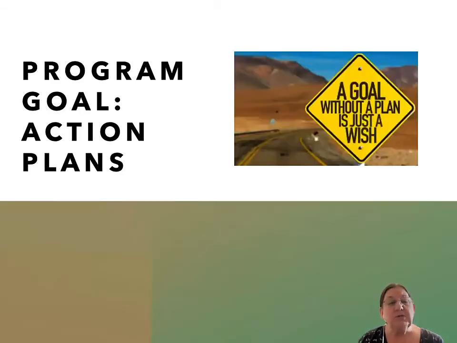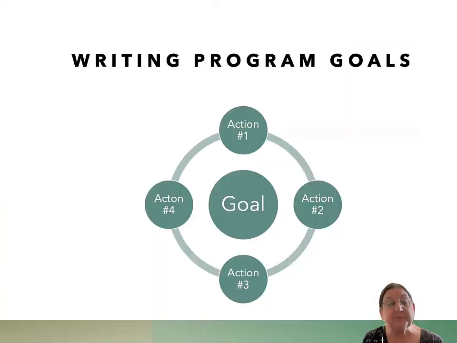So all goals need action plans. A goal without a plan, it's just a wish. I mean, I could say, I want to go to culinary school and become a master chef. But if I don't have a plan for how to get to culinary school or what the requirements are or what it takes to become a master chef, it's just a wish. So I have to sit down and write an action plan. So I'm going to show you a couple of examples of action plans that you could write for the goal examples that I gave you.